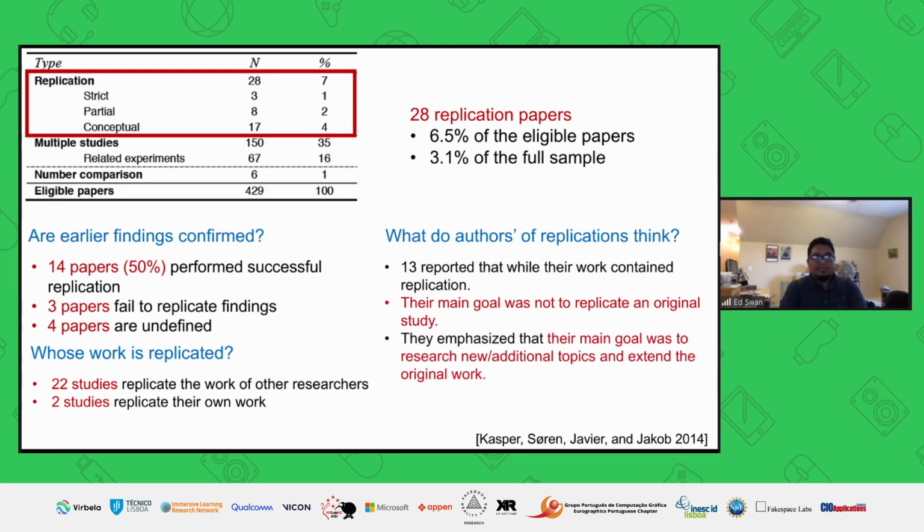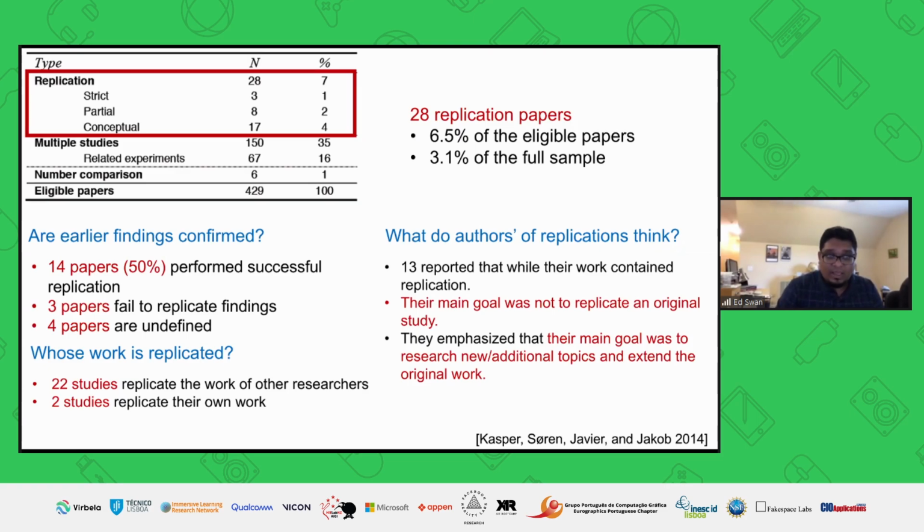So after getting the data, they contacted the authors of the papers and asked, what do you think about your work? And those 13 reported, okay, this is a replication, but their goal in publishing was not replication. Their main goal was to find additional research topics or extend the original work. So they did the replication and then extended it, or found some additional topics, but their main goal was not to replicate the original study.